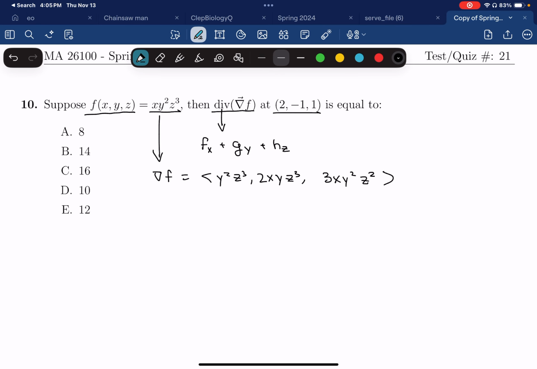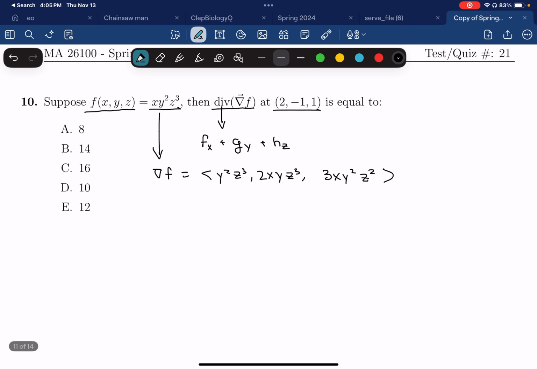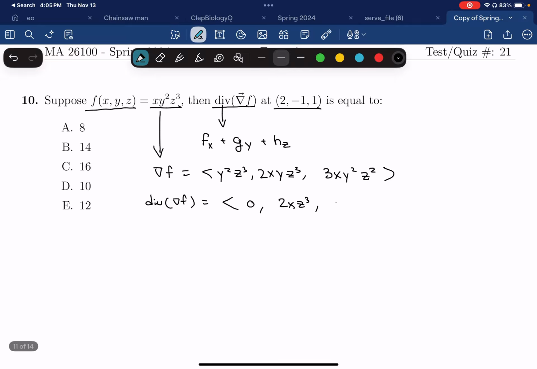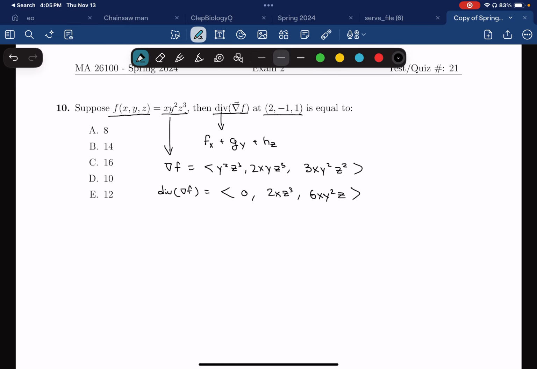And now, simply find the divergence. So the divergence of the gradient of f. In this case, this will be a 0 because there are no x's. This will be a 2x times z cubed. And this will be a 6xy squared times z. Cool. Okay, and now we have to find this at the point (2, -1, 1).